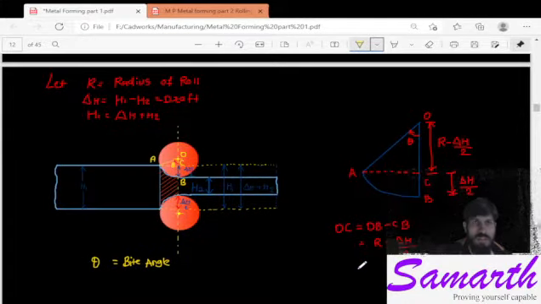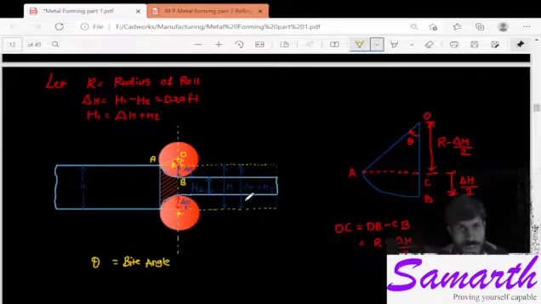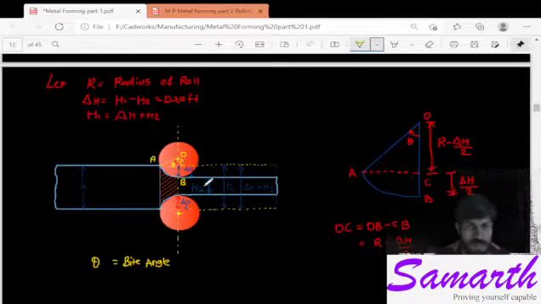Let R be the radius of the roll, this capital R. Delta H is the draft, that means the change between the initial height and the final height. So let us say H1 is the initial height and H2 is the final height. So from this equation we can also get H1 is equal to delta H plus H2. That means both are equal. In this figure you can see here it is drawn A, C, then B point is this. Here I have drawn it separately for your convenience.